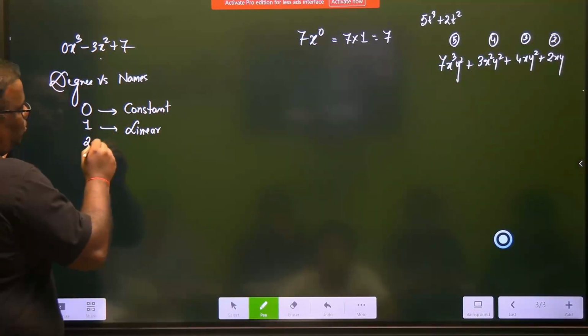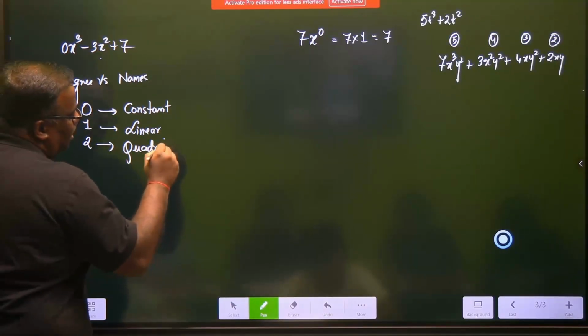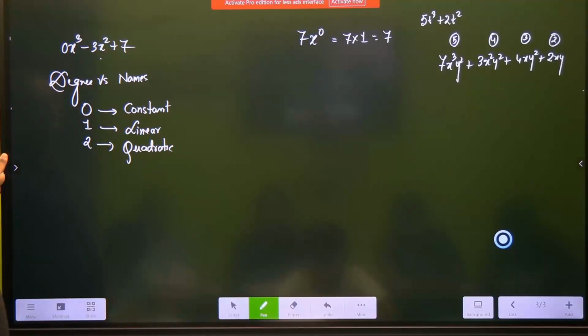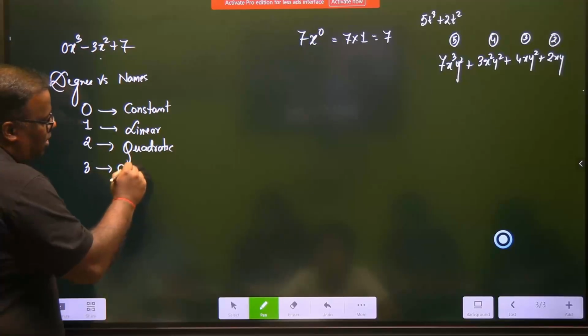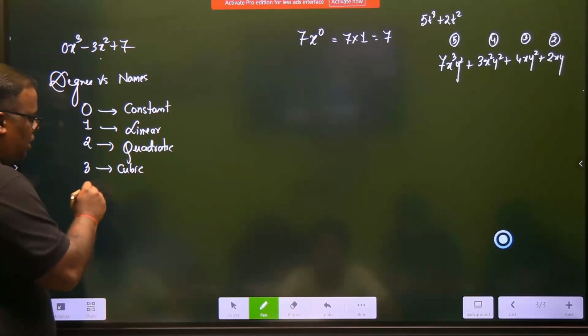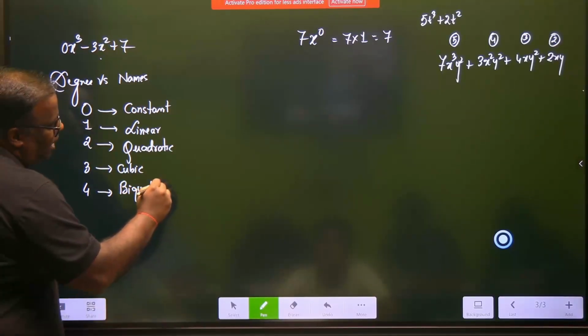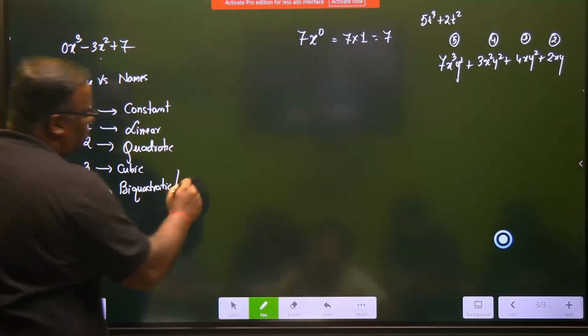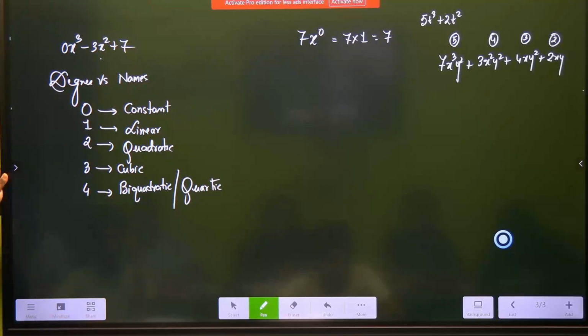If your degree is 2, then it is known as quadratic, which you will learn in grade 8 a little bit and in more detail in 9 and 10. If your degree is 3, we call it cubic. If your degree is 4, we call it biquadratic. Quadratic is 2, biquadratic, or sometimes we also call it quartic. Quarter means 4. Quarter of a pizza, 1/4. Quartic. And we don't need to go beyond this.